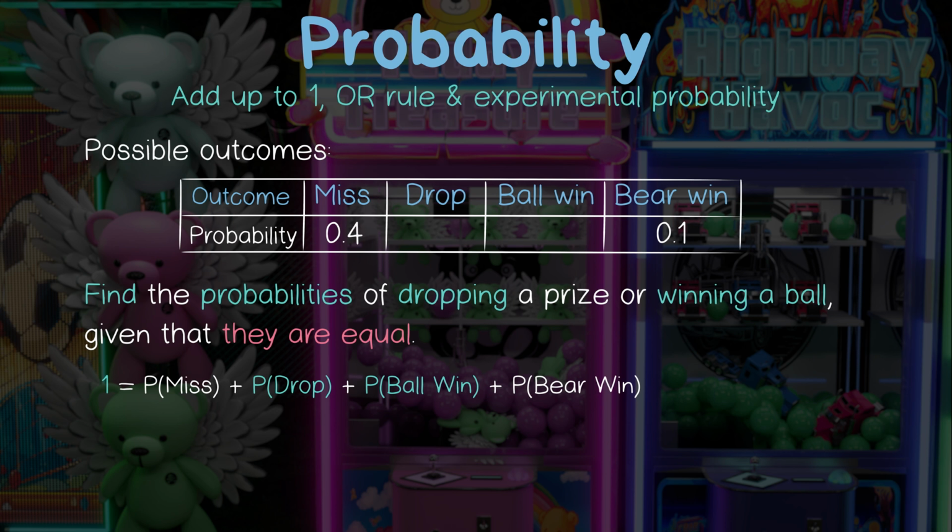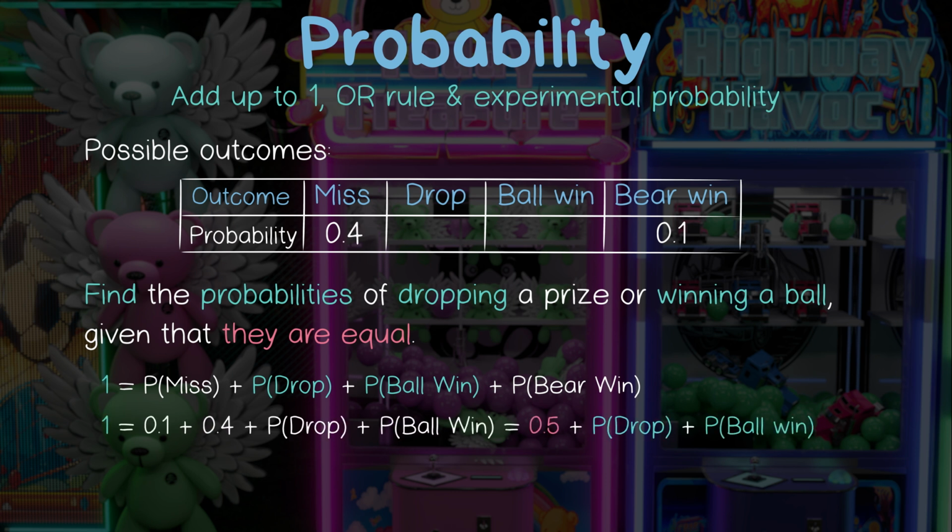Our given probabilities are 0.1 and 0.4, which add to make 0.5. And we know that the two probabilities that we've been asked for are the same, and that they must add to make 0.5. So if we divide 0.5 by 2, we get 0.25, and that is the missing probability for our two remaining outcomes.